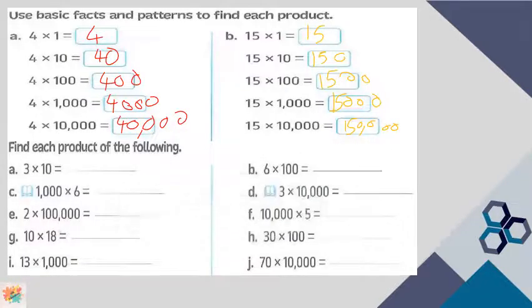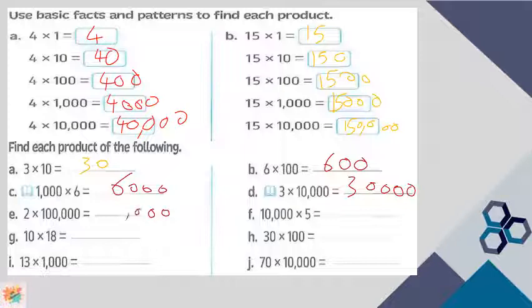The next question, find each product of the following. 3 by 10 equals 30. Bravo عليكم. The next one, 1000 by 6, put 3 zeros outside, and the 6 by 1 equals 6. Letter B, 6 by 100, 600. Letter D, 3 by 10,000, 4 zeros outside and 3 here. Listen, it's very easy. 2 by 100,000, put 5 zeros outside, and the 2 by 1 equals 2.